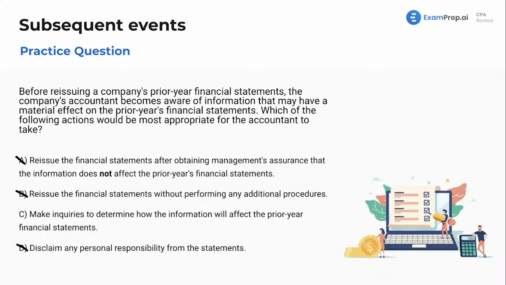So final answer, the best answer here is letter C. You're going to make inquiries to determine. Maybe it's completely immaterial and it's not a big deal. It's a big nothing burger. Okay, cool. Well, you did enough work to determine that, so you can back it up as the preparer of the financial statements. And yeah, that would be our final question, final answer.